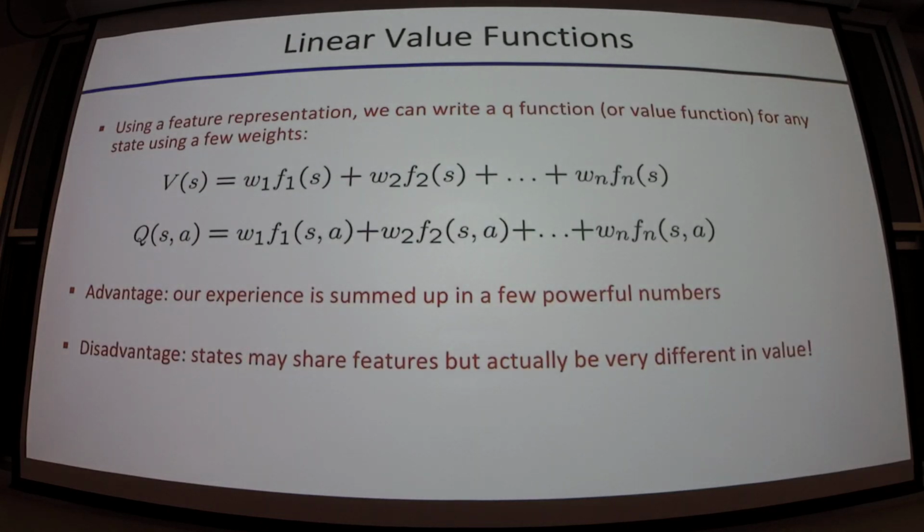So we're going to use this notion of linear value functions. The idea here is that we have some feature representation, and we can write a Q function or a value function for any state using just a few weights. What we're trying to do is define one function that gives us smart behavior from any state, because we can't have a function that describes smart behavior from every state explicitly. That's just Q-learning, and we already talked about why we can't do that in many problems. So we need to learn some function that relates these things in a way that allows for good behavior. And so we're going to learn these weights.